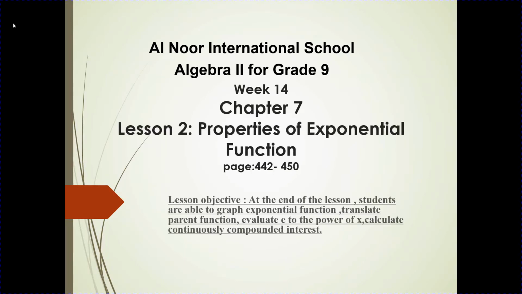At the end of this lesson, you should be able to draw the graph of an exponential function, translate a parent function, evaluate e to the power of x, and calculate compound interest. Now let's see the lesson content.